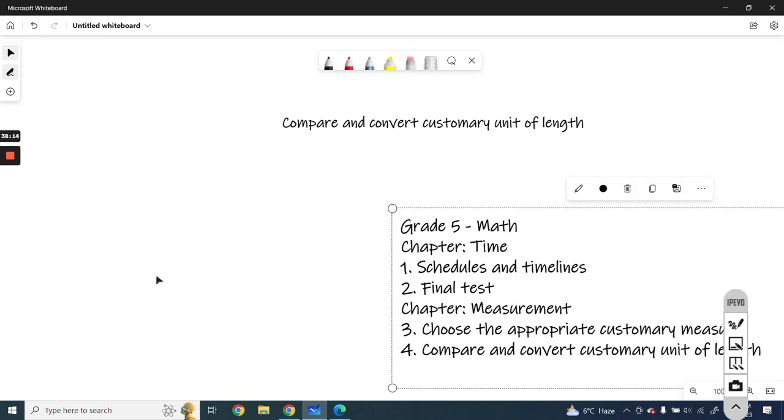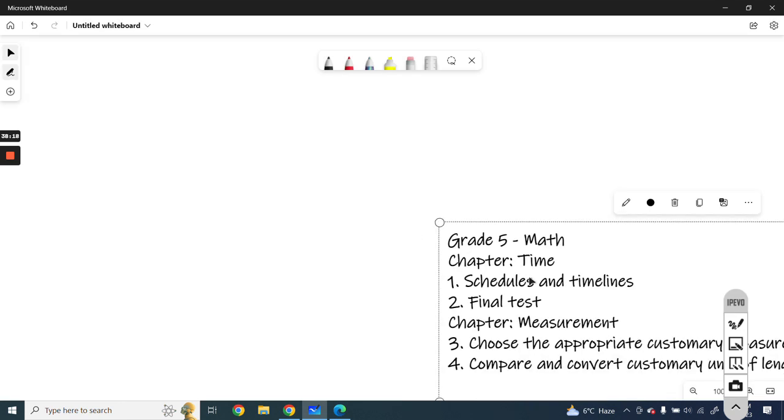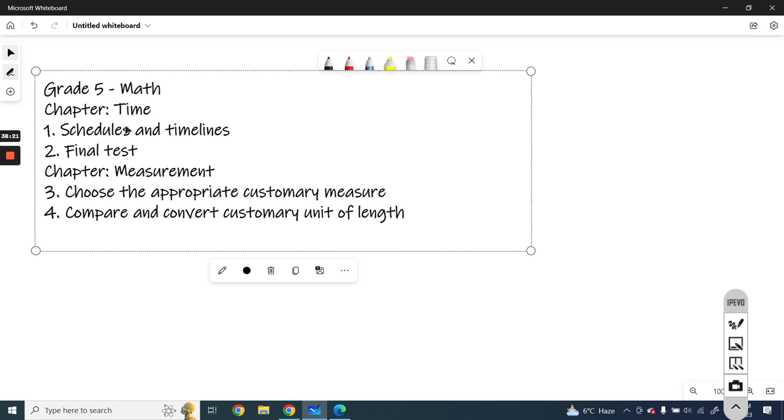So here is the list of lessons we have covered today. We are working on grade 5 maths. The chapter is time. We did the chapter time. The lessons we've covered are schedules and timelines. Then we did the final test of the chapter. Then we have started the new chapter, that is measurement, and the lessons we did are choose the appropriate customary measure and convert customary units of length. Got it? So if you have any question, you can ask. I am here to answer all your questions.